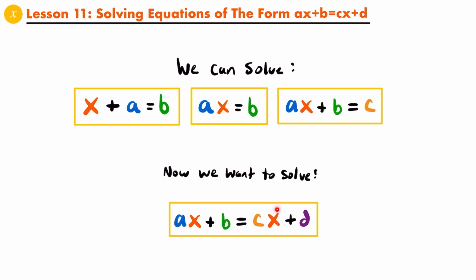There is a variable term on both sides of the equation, as well as a constant term on both sides of the equation. Okay, and specifically we are looking at equations where the variable terms on both sides have the same variable part. Alright, and so let's take a look at an example.